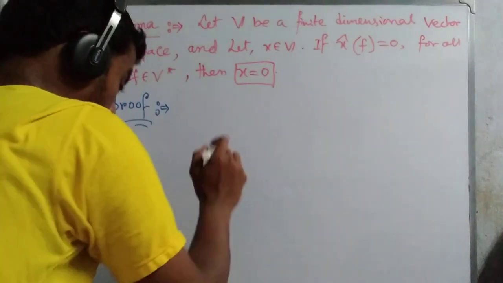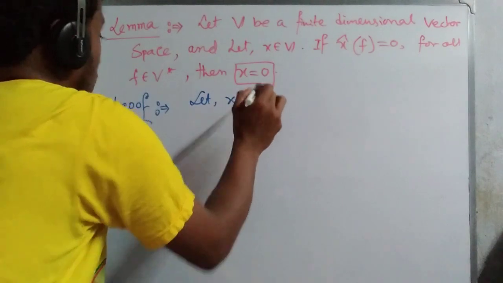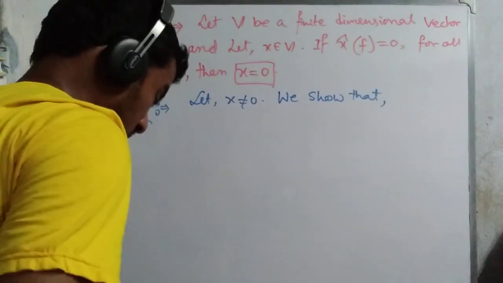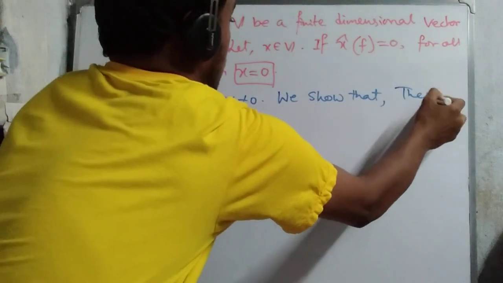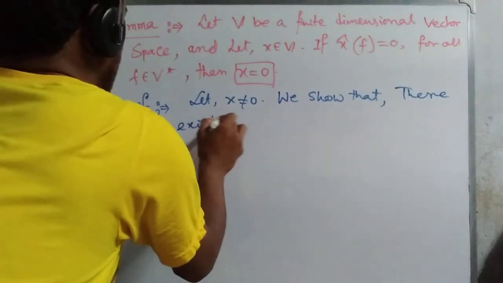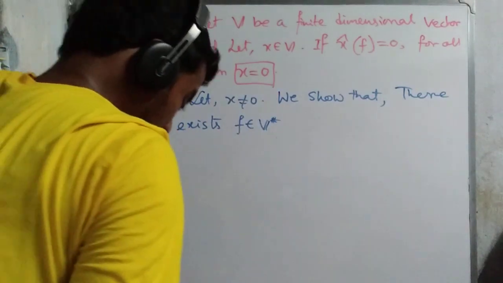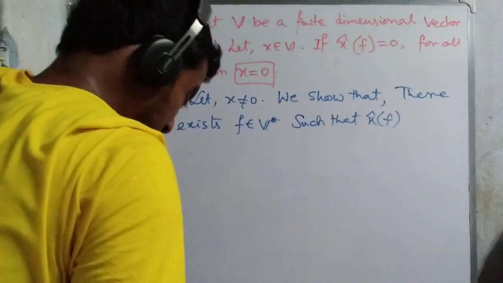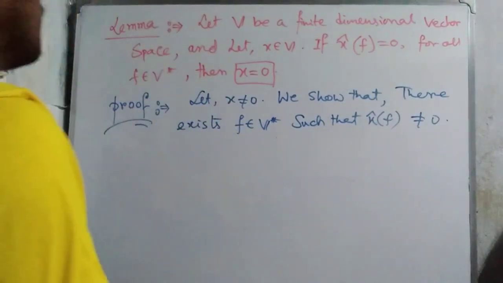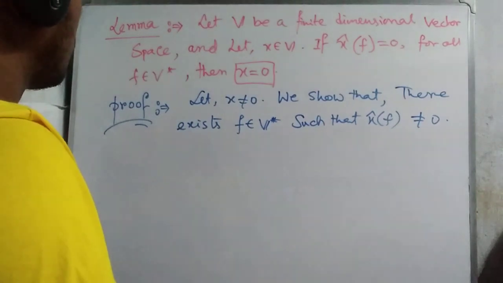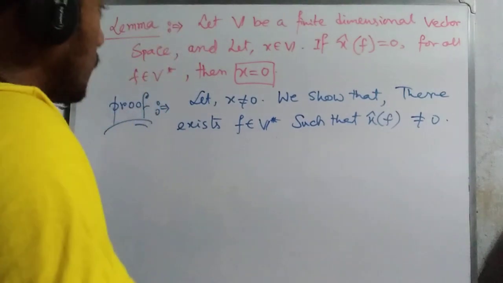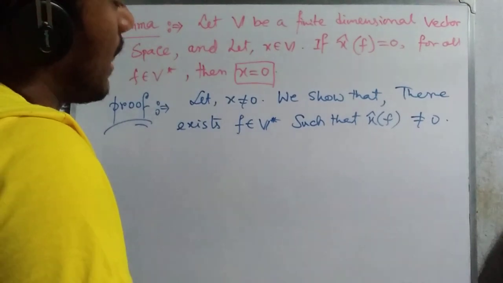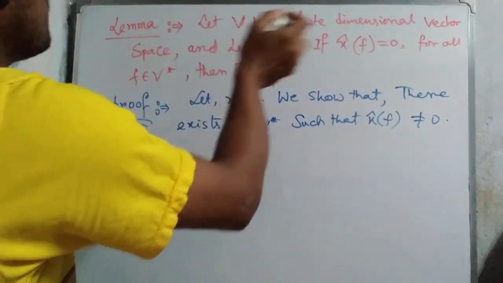Let x not equal to 0. Then we show that there exists f belonging to V star such that x cap of f is not equal to 0. If x not equal to 0, then x cap of f not equal to 0. If we show this, then obviously this implies that x cap of f equal to 0 implies x equal to 0.